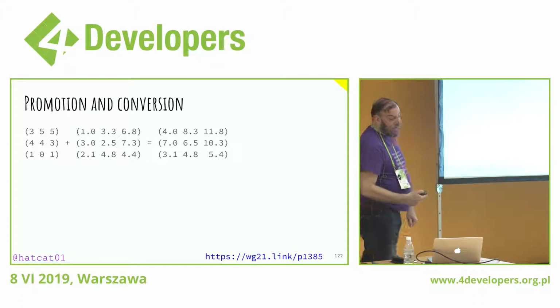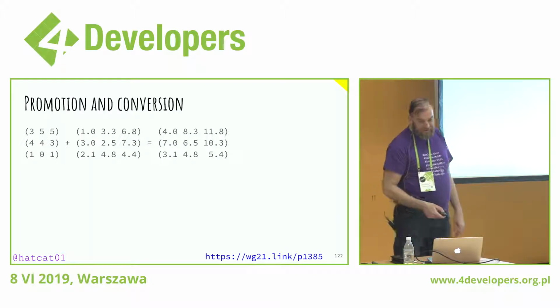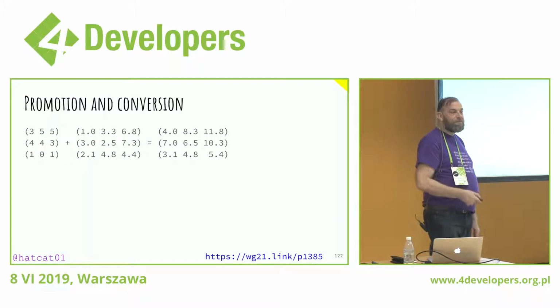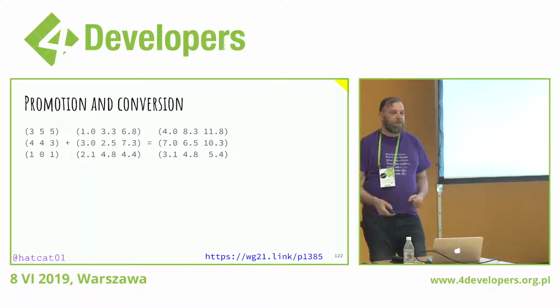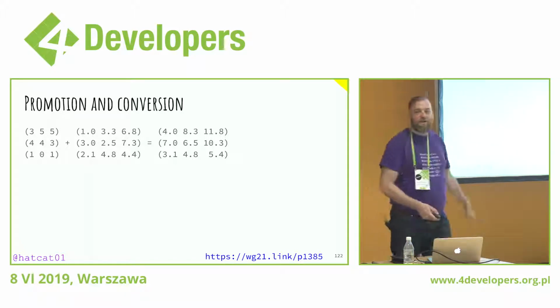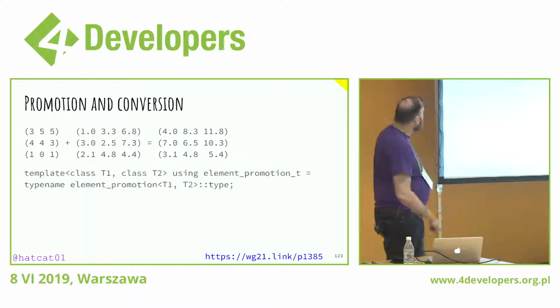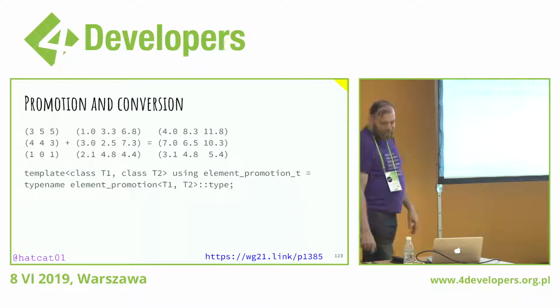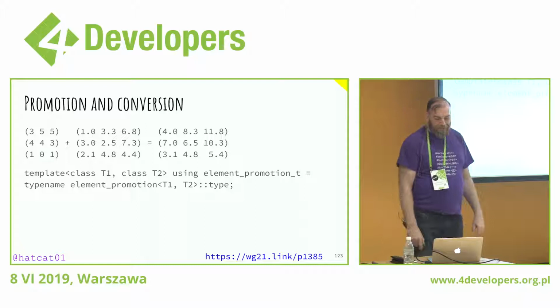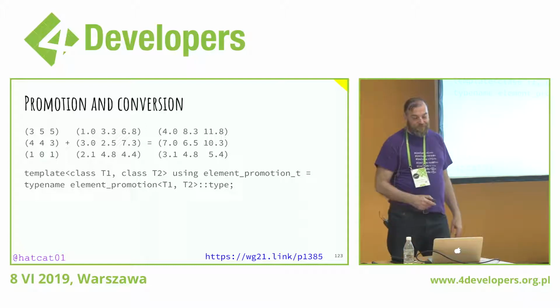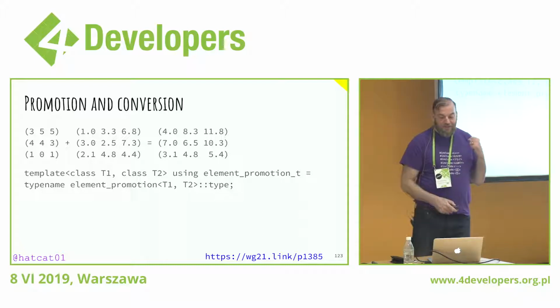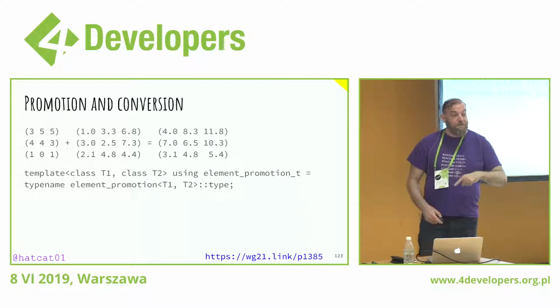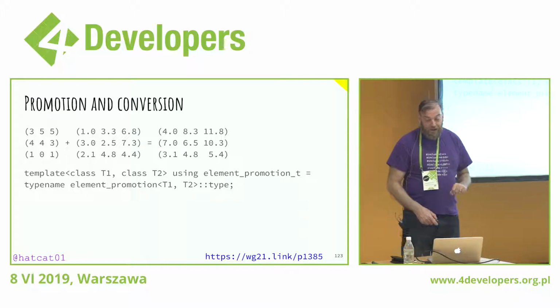Now, if you've got a matrix of int, and you had a matrix of double, then you should get a matrix of double. Does that alarm or astound anyone at all? This should just work, shouldn't it? Unfortunately, it doesn't. What we need is a new type, element promotion T, which returns the resultant type of multiplying two types together. And this might seem a little trivial, but complex numbers, for reasons described shortly, complicate matters.